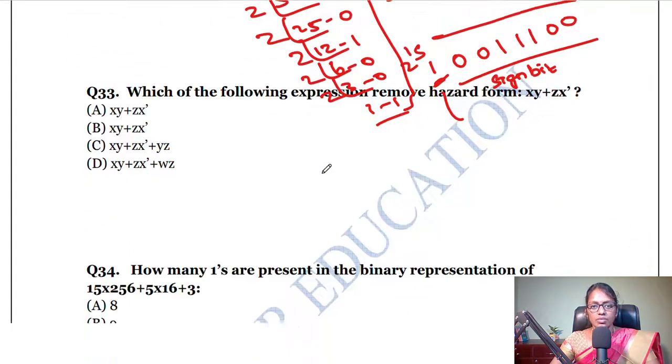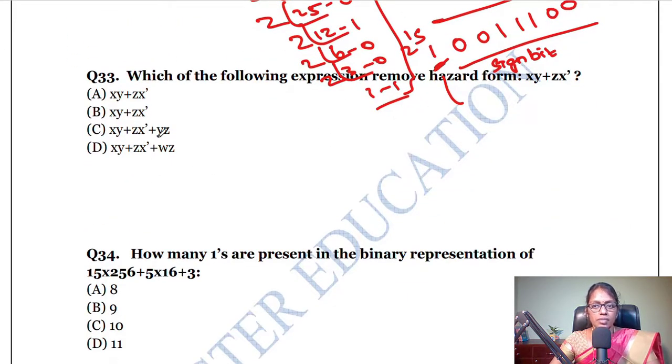Okay, the next one, which of the following expressions removes the hazard from xy plus zx bar? So same thing, x bar. So just take this y and z. Okay, so option C is the correct answer.